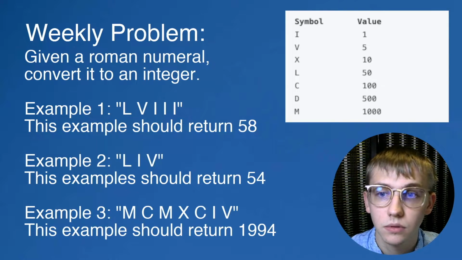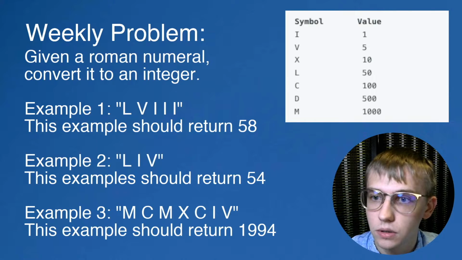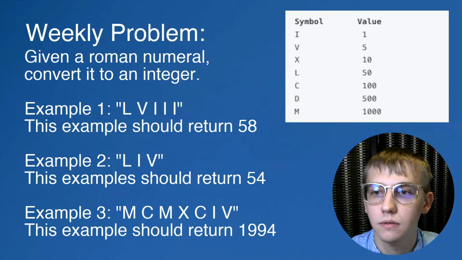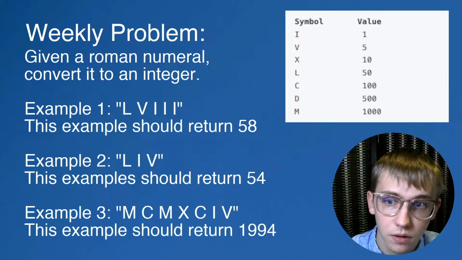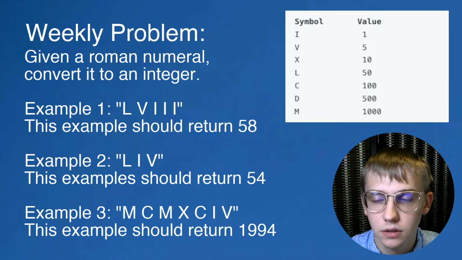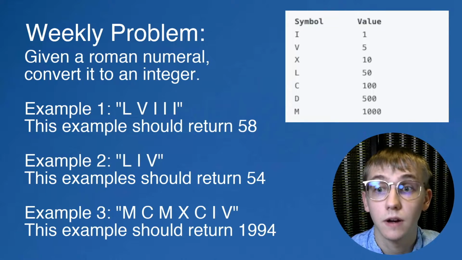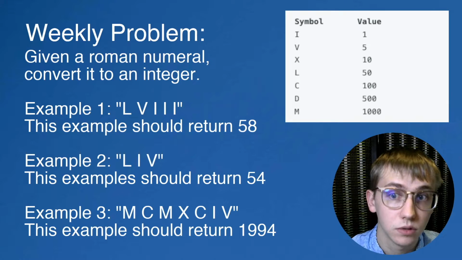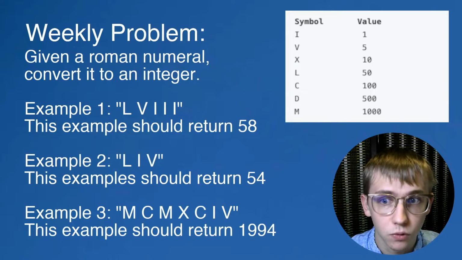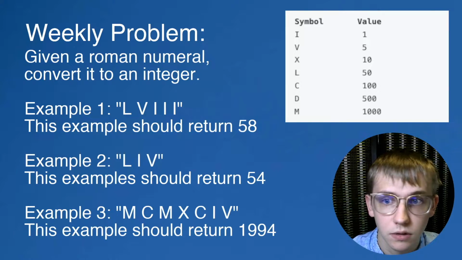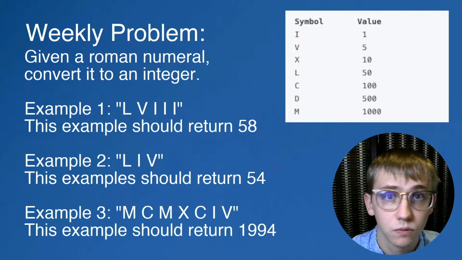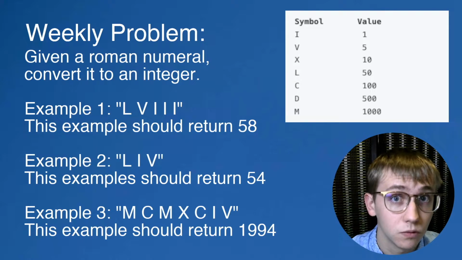This second example is a little trickier. It would be LIV. Whenever you have a Roman numeral that's smaller than the next one, you will subtract. So since I is equal to 1, and then V is equal to 5, since 5 is greater than 1, that means we subtract, and this would become 4. So L, which was 50, and then IV, which is 4, would become 50 plus 4, which means it would be 54.